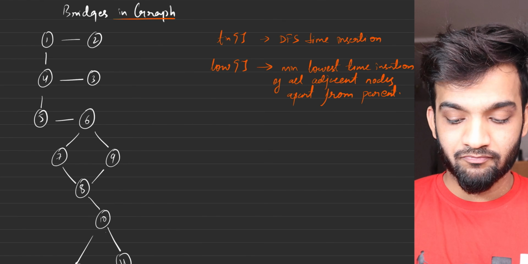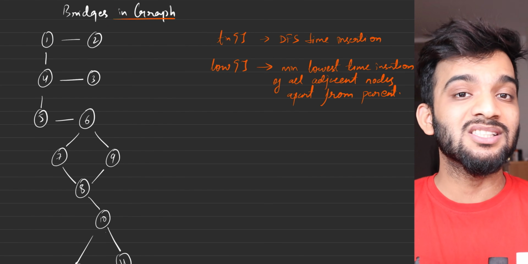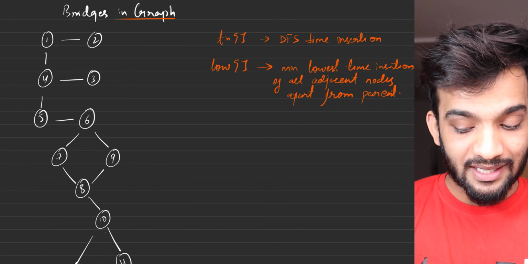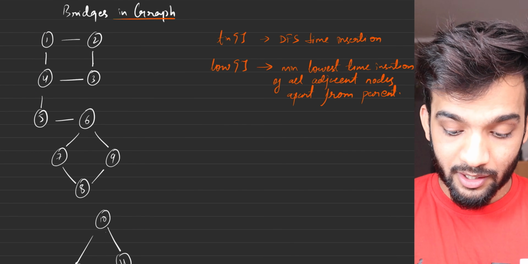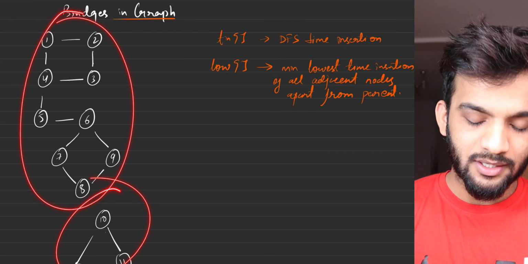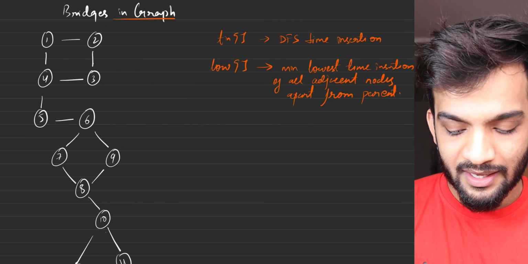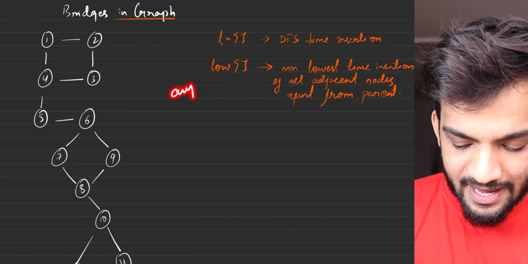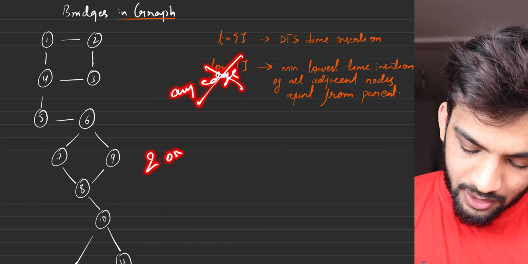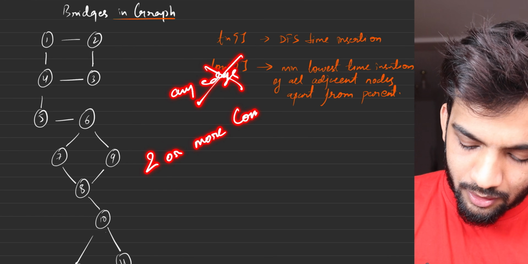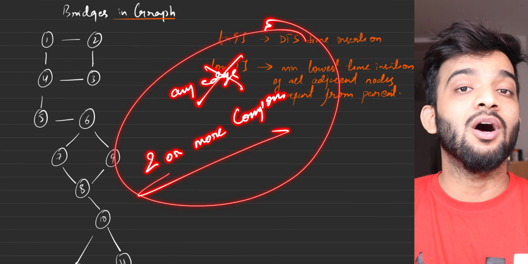Now, what if I say, let's remove this? If you remove this, it is not broken down into two or more components. It still stays as a single component. So that's not a bridge. Imagine I remove this, it's broken down. One here and one here. So, what is the definition of a bridge? Very simple. Any edge on whose removal the graph is broken down into two or more components, that is the definition of a bridge.